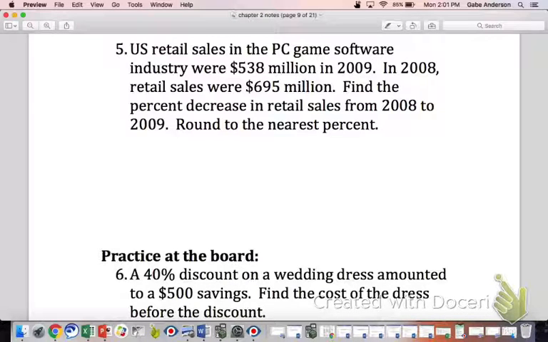The sales went down. So this one is a little more challenging. What's the unknown here? Can you find it? The percent is the unknown. Notice it says find. Isn't find a keyword identifying our objective? Yeah. So it says find the percent decrease. In other words, by what percentage did it go down? Because it did go down, right? It went from 695 million down to 538 million. And so we want to find that percentage of dropping down. Remember, the key equation is still part equals percent times whole.